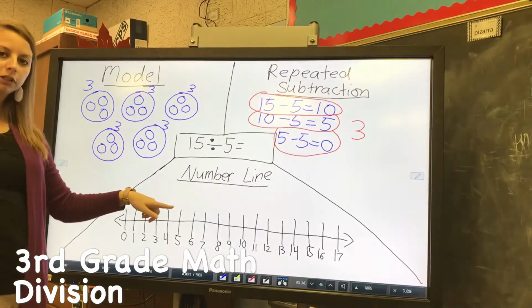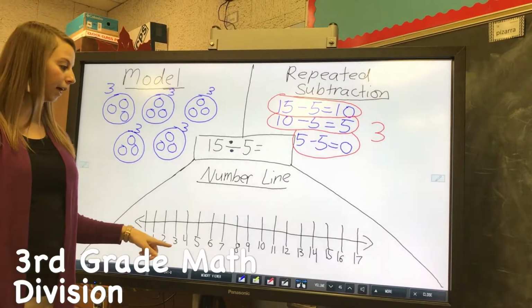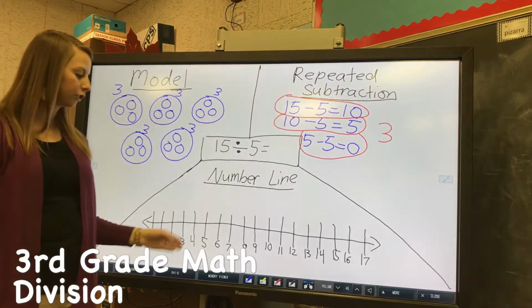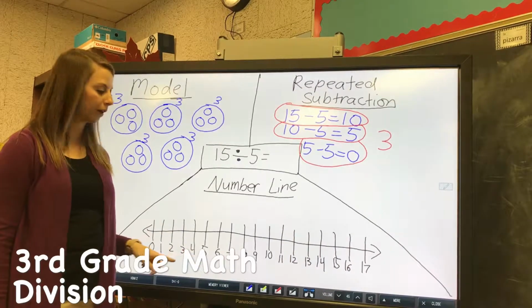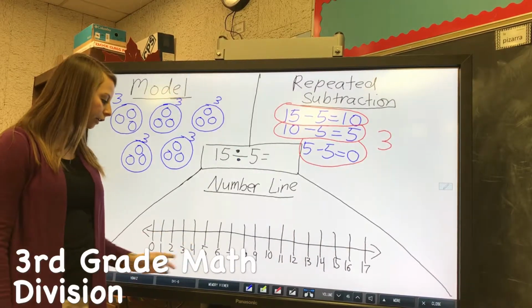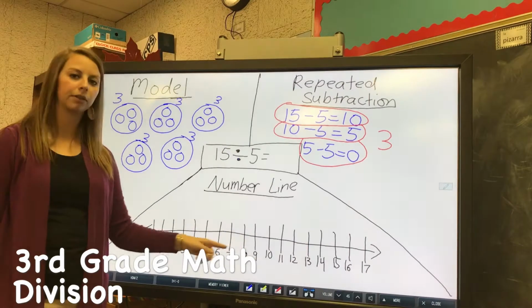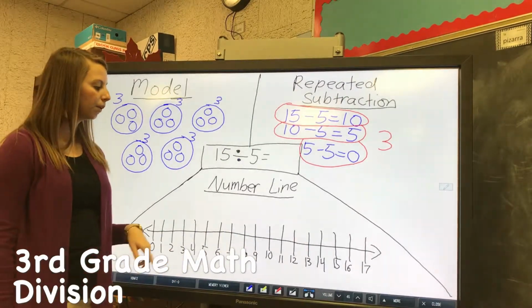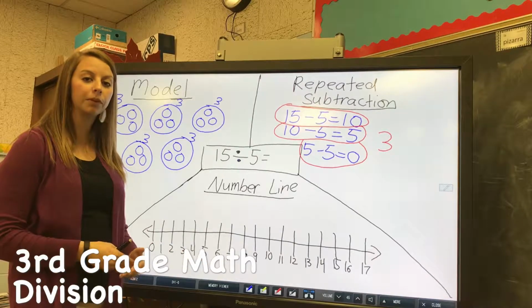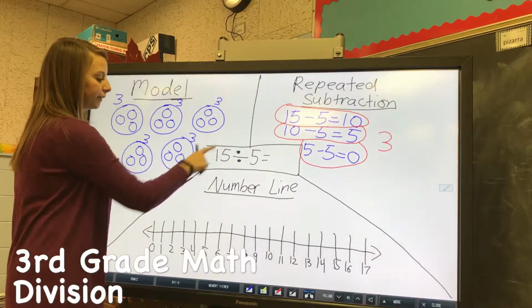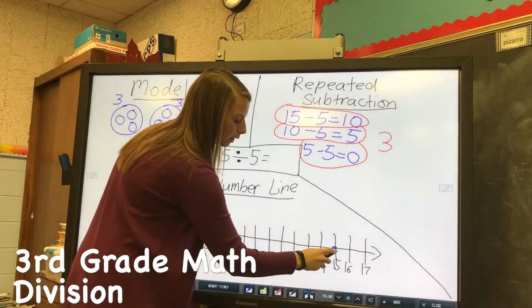The last strategy that I'll show you is using a number line. And what you want to make sure when you draw a number line is that all of your spaces are equal. It's very important that all the spaces are equal and that all your numbers are right underneath the points on there. When you start to solve a division problem on a number line, you want to start with your total. So my total is 15, so I'm going to start at 15.